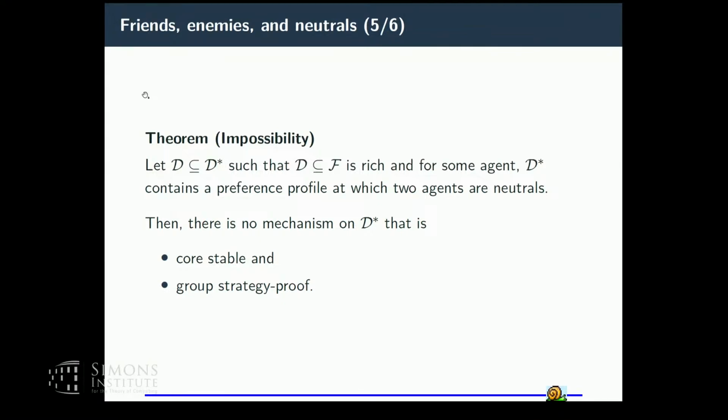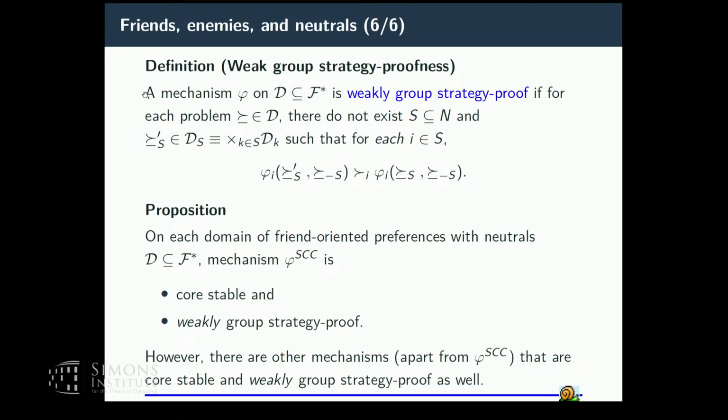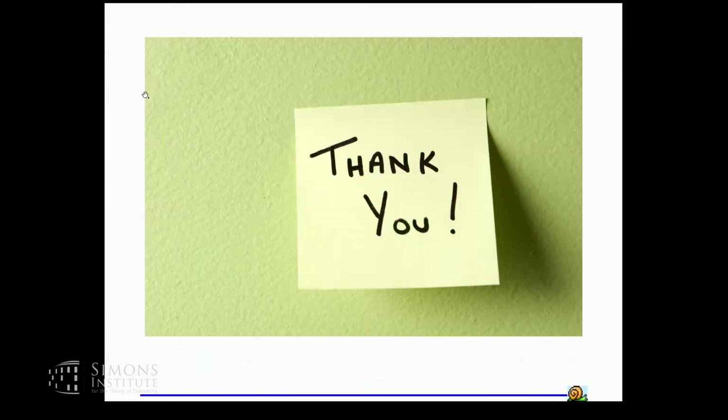I'm not spending much time here. I just wanted to say that we still can preserve weak group strategy proofness because when we have friend-oriented preferences with neutrals, I already explained this to you, it's a strict benefiting notion. So then the SEC mechanism is core stable and weakly group strategy proof, but there are actually other mechanisms that satisfy it now, because now you can merge in different sets in a certain way, and it gets quite complicated. With this, I would like to thank you and all speakers of the session.